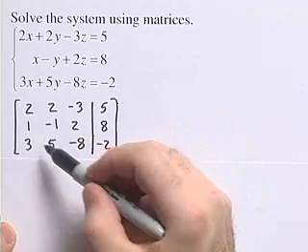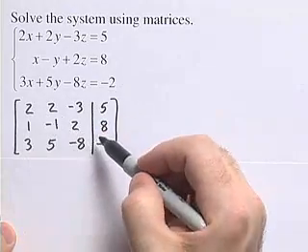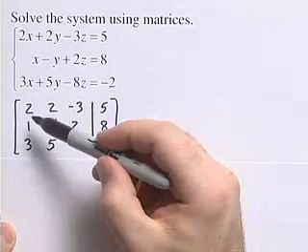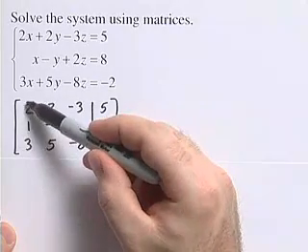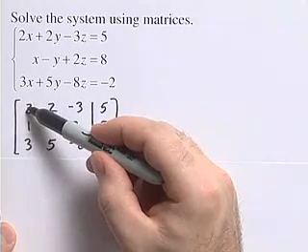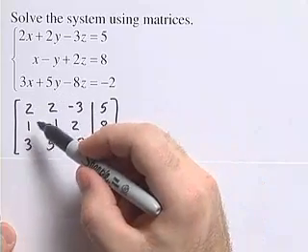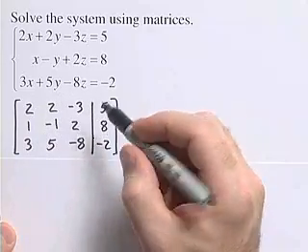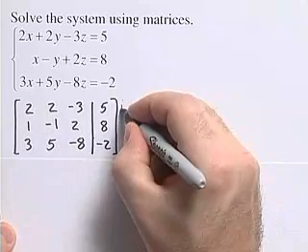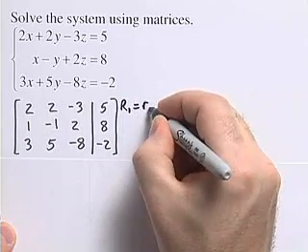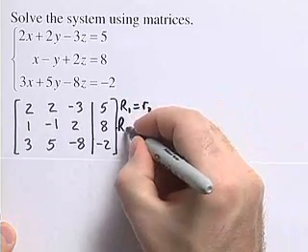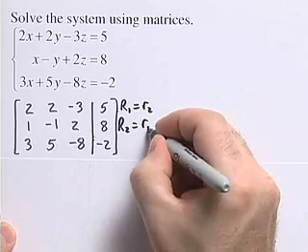Our goal when using matrices is to try to get this matrix into row echelon form. To do that, we need a 1 in this 1, 1 entry up here in the upper left corner. We can do that by switching the first and second rows. So our new row 1 is equal to the old row 2, and our new row 2 is equal to the old row 1.